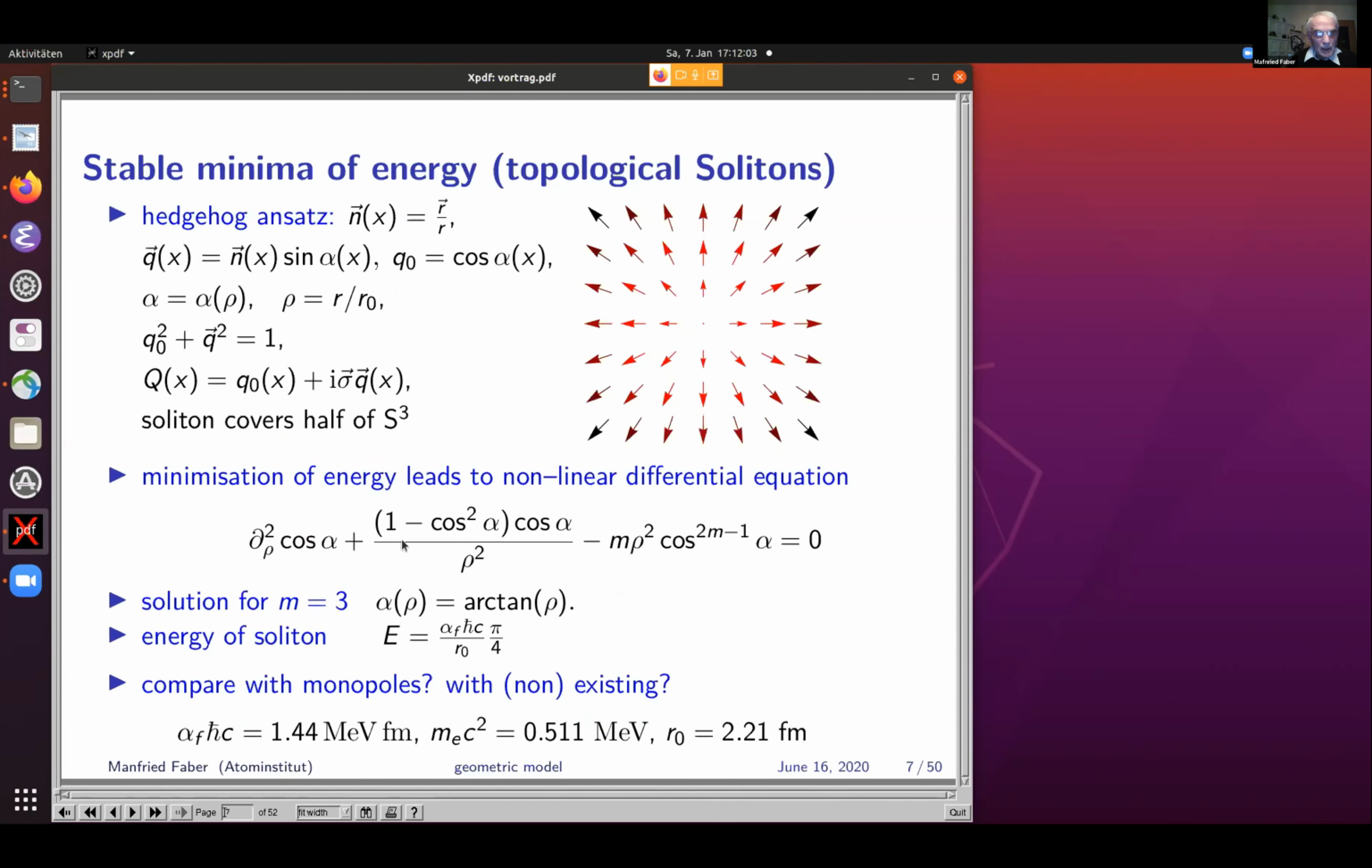Sorry. So the energy of the soliton turns out to be alpha_f ħc over r0 times pi over 4. And I compare it with monopoles. The only monopoles which exist in nature are electrons. And therefore I have chosen this prefactor alpha_f ħc over r0. Alpha_f ħc is 1.44 MeV Fermi, m_e c squared is 0.5 MeV, and r0 turns out to be 2.21 Fermi, compared to the classic electron radius, which is 2.8 Fermi.